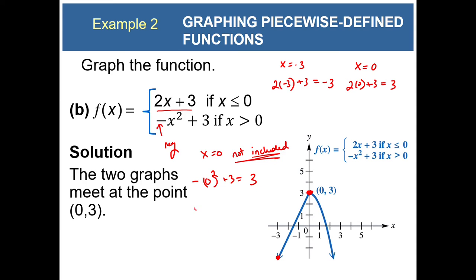Let's try x equals 1. Negative 1 squared plus 3 is equal to negative 1 plus 3, which is just 2. So we plug in 1 into the graph, 1, 2, and you get this point here.